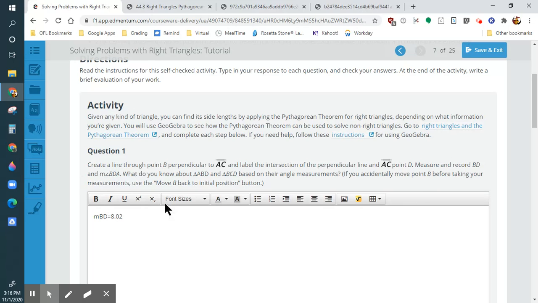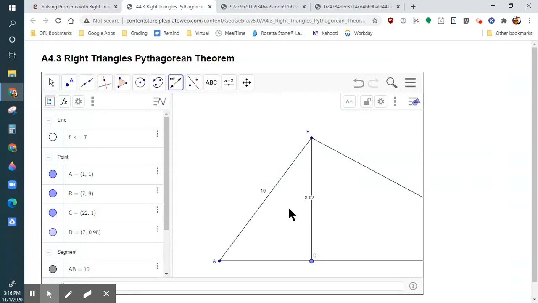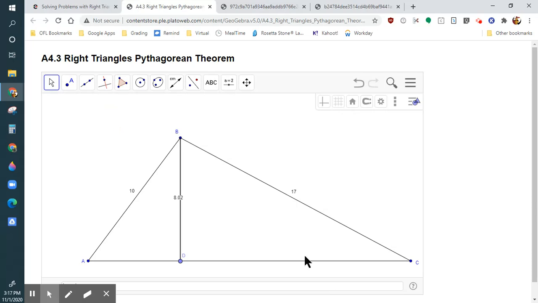And it also wants me to find the measurement of BDA. So BDA, I'm going to close this. I don't need this anymore. So I need angle BDA. And that should be a 90-degree angle because it's perpendicular. I don't know why the program is making me do this.